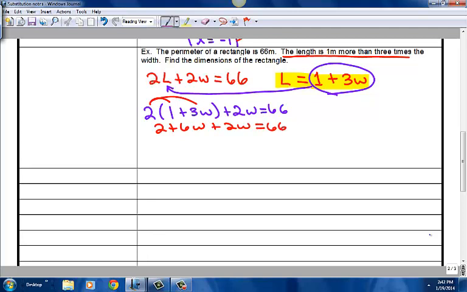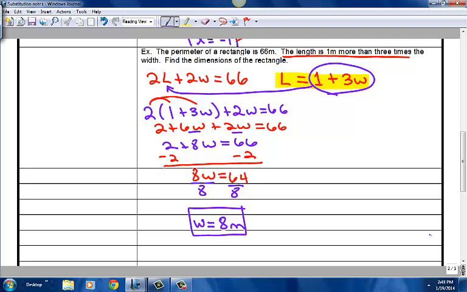Combine your like terms at this point. My equation's getting a lot prettier, and so now I can just solve for W by getting that variable all by itself. So the width of our rectangle is equal to 8 meters.